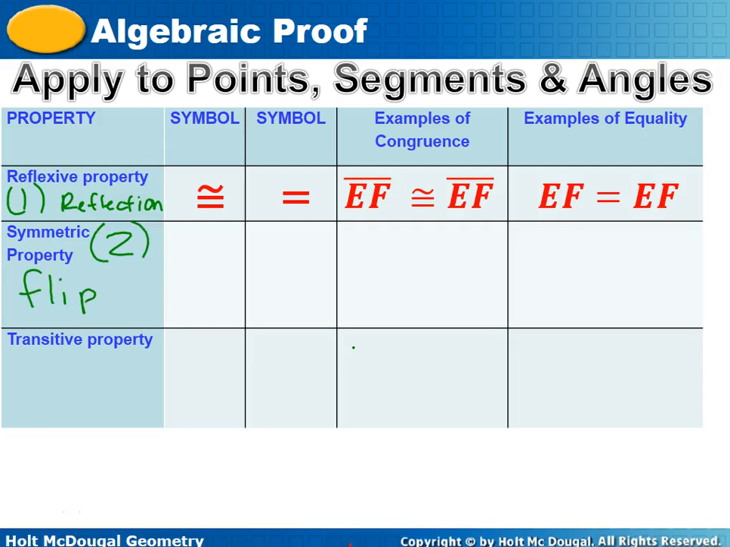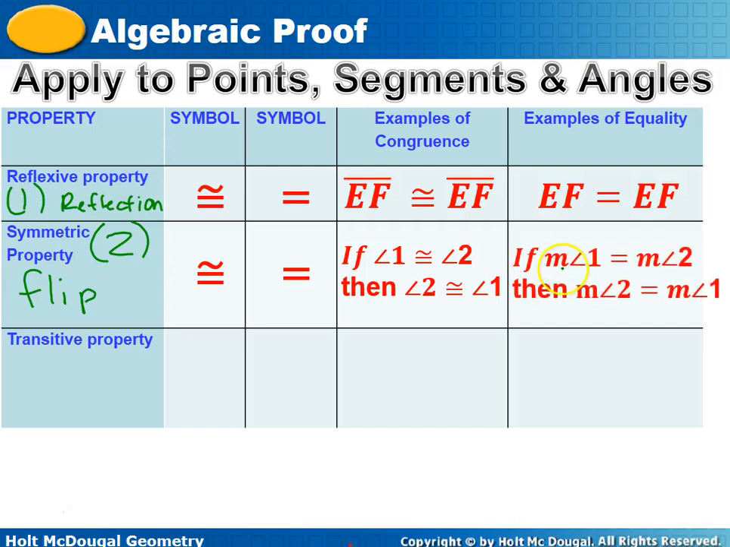So again, when we're talking about congruence, we're talking about the congruence symbol. Equality is equal. So this time we're going to talk about some angles, and this has to do with two things again. So if we said if angle 1 is congruent to angle 2, then angle 2 is congruent to angle 1. And what we see here is they just flipped sides from where that symbol is. Now if we talk about examples of equality, this differs because now we have the m in front. So we say if the measure of angle 1 is equal to the measure of angle 2, then the measure of angle 2 is equal to the measure of angle 1.